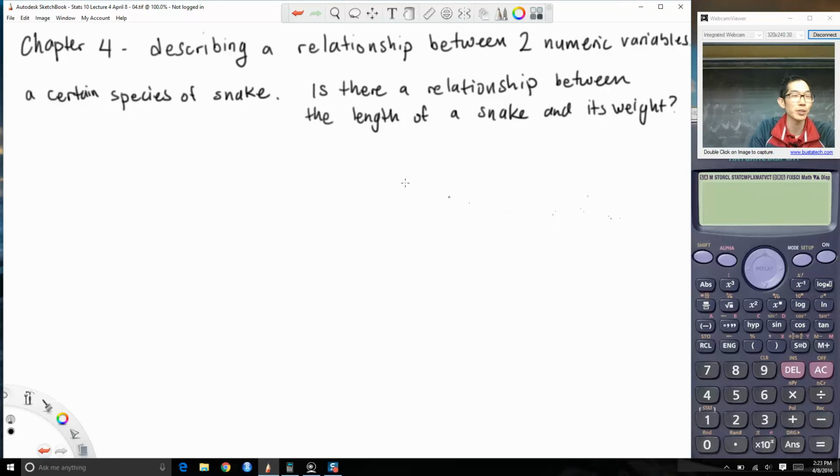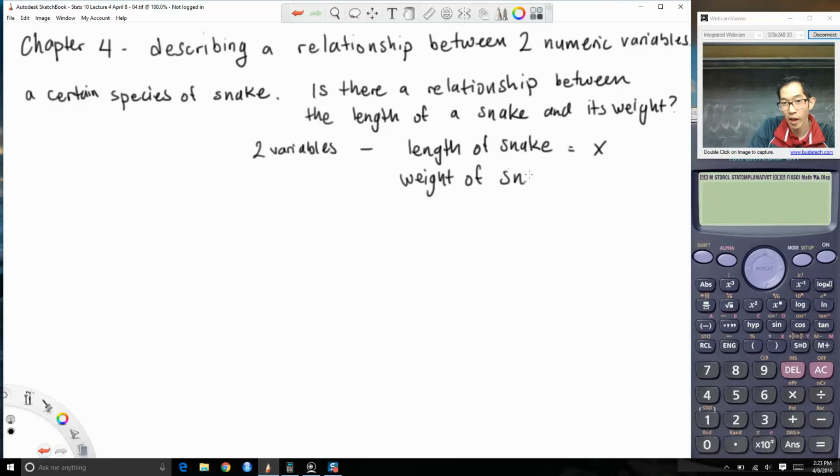Okay, so we'll have two numeric variables. Our two variables are length of snake, and we will call this X, and we will have weight of snake, and we will call that Y.